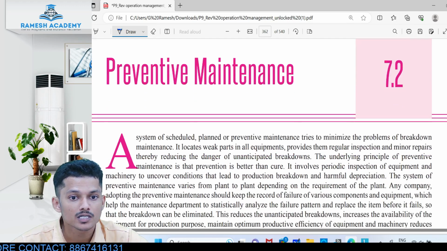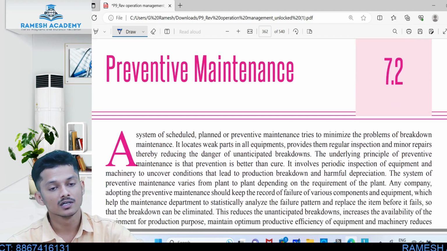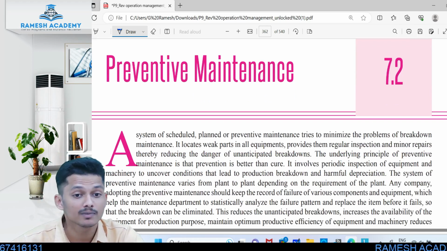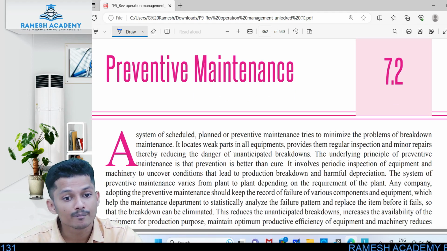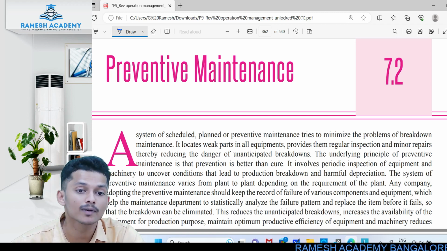Next, see 7.2, preventive maintenance. Preventive means prevention. You might have heard the line, prevention is better than cure. Before the problem occurs, you prevent the defects. You take proper measures.